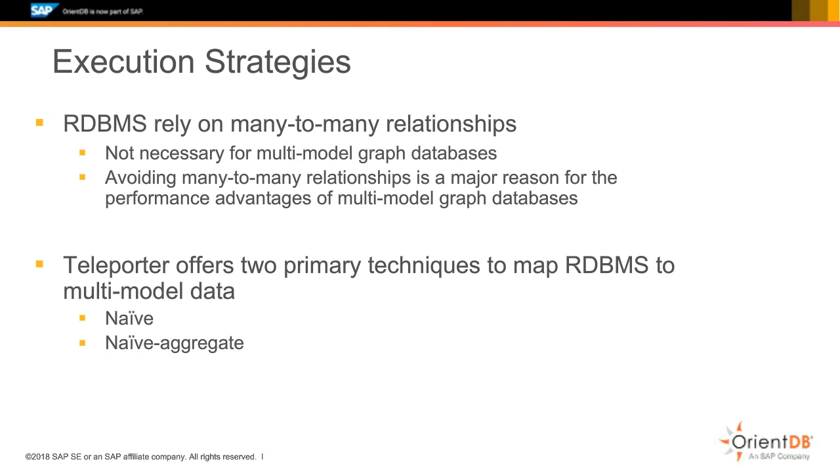So what your job is, when you look at the Teleporter's interaction with you as you're extracting information out of your database, you have to decide how you want OrientDB to handle the multi-table, many-to-many relationships that it's likely to encounter. And the way that you can do that is by selecting one of two primary techniques that OrientDB offers through Teleporter to explain and to set how it will create the schema on the OrientDB multi-model graph side, and that is the naive strategy and the naive aggregate strategy, both of which we're going to be exploring in the coming slides.